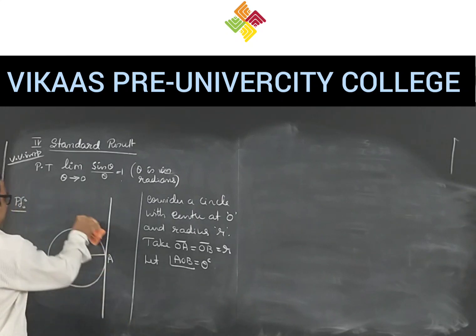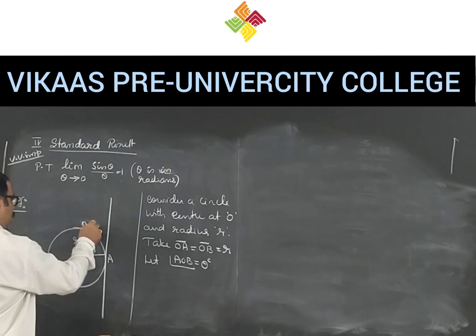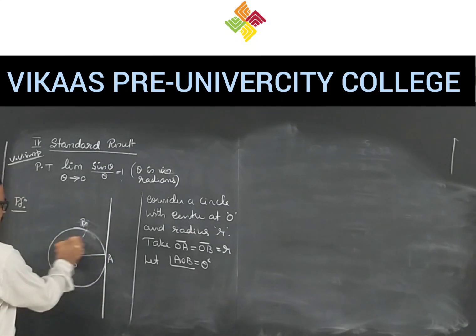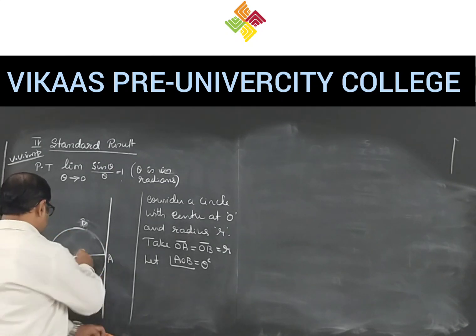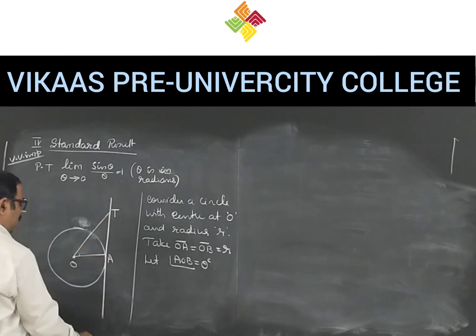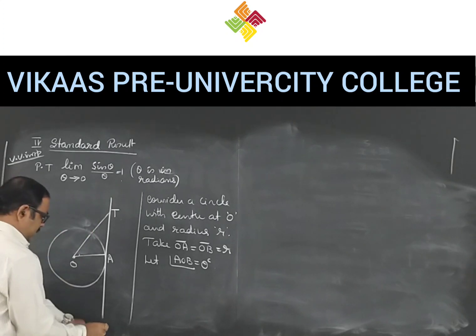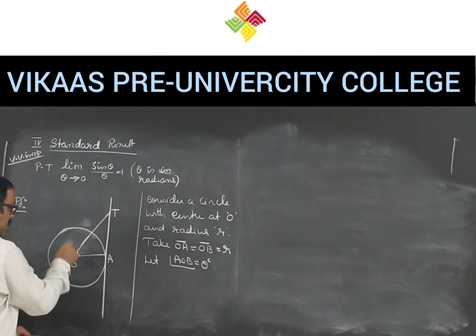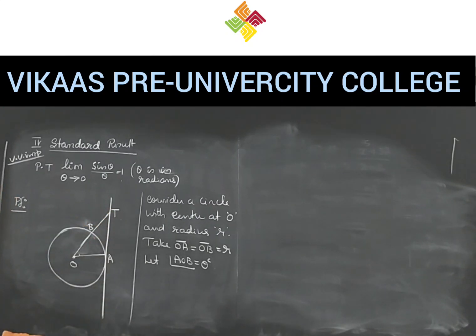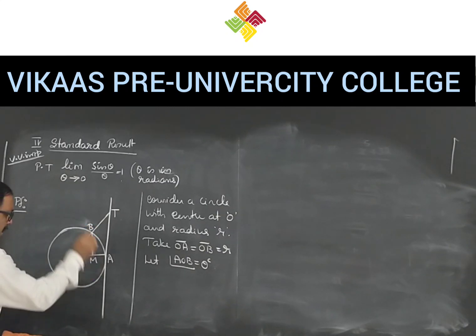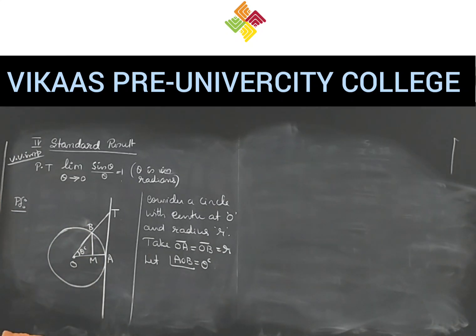You produce this, say, OB. Produce OB to meet this, see. Produce this OB to meet this at T. Now look here. Produce this OB to meet the tangent at T. Now you draw BM perpendicular to OA.